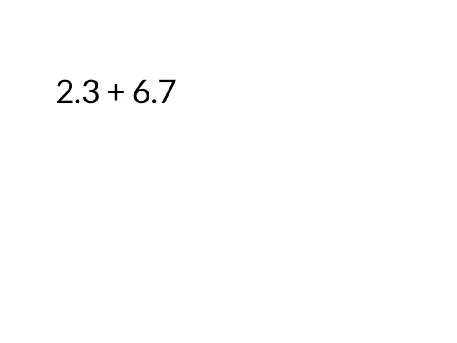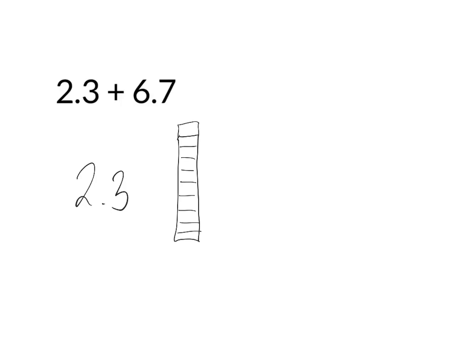Where I want to start is by representing 2.3 as a picture. In this situation, I'm going to have base 10 blocks. 1, 2, 3, 4, 5, 6, 7, 8, 9, 10. You guys remember base 10 blocks? Okay? So if a base 10 block equals a 1 in this situation, it doesn't equal 10, but it equals a 1. How many base 10 blocks will I need to make 2.3?